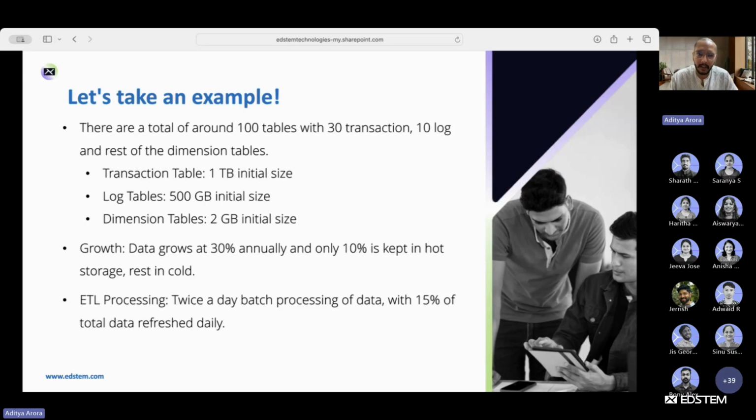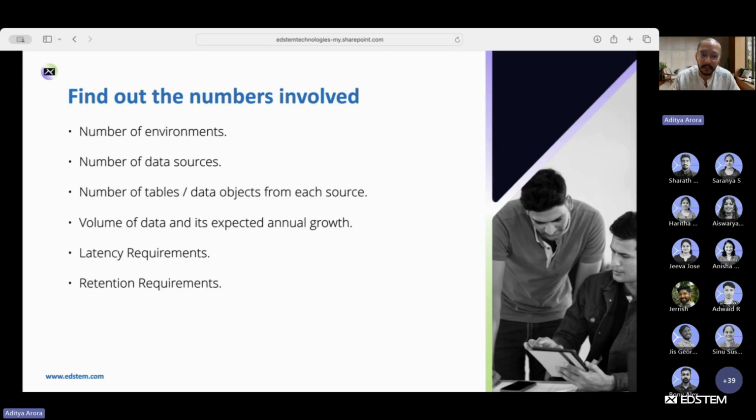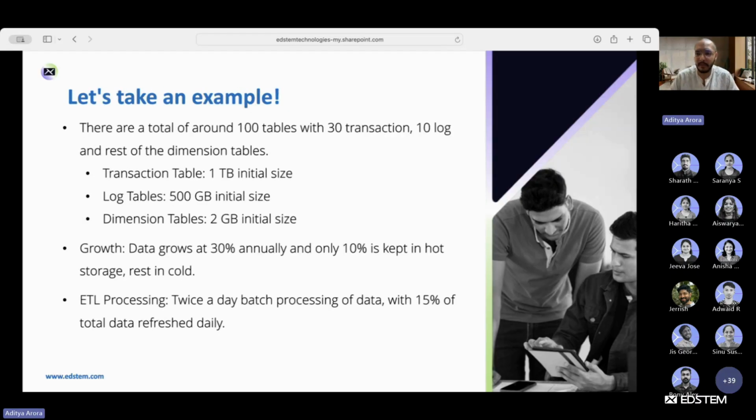So let's take a quick example. Although there are 6 points here, the example I've taken is just for one of them. And you see, there are 100 tables in this scenario, 30 transaction tables, 10 log tables, and the rest of them are dimension tables, right? So the transaction table is approximately 1 TB in initial size. Log table is 500 GB. Dimension tables are usually small, so they are just 2 GB, right?